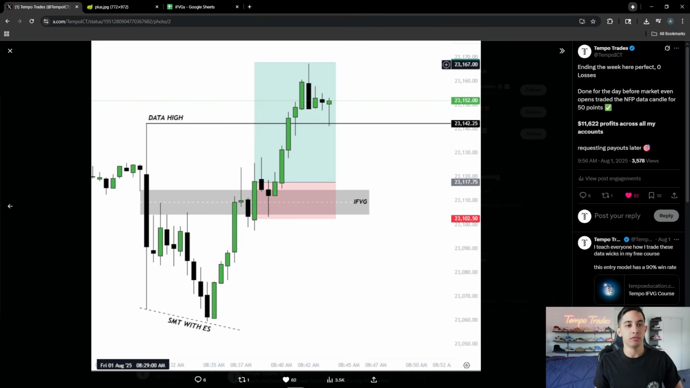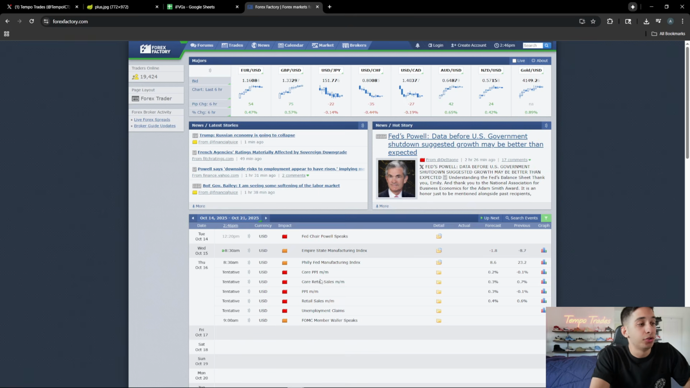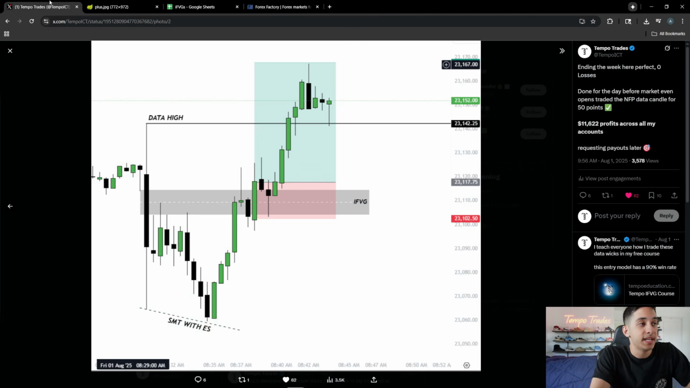All right, going on to trade number 2. This is kind of a little bit more of a different look here. We did get the liquidity sweep, but it's with ES. So this is on NQ. Now we have a data high right here, data high and data low. What is a data high and data low? Every week, we will have news come out on Forex Factory. It's a website that I like to use. And you can see these red folder news events will give us these data candles sometimes.